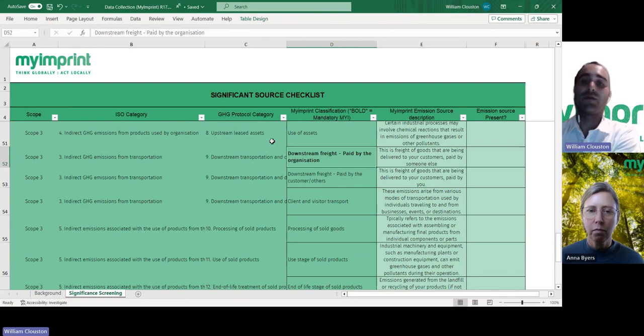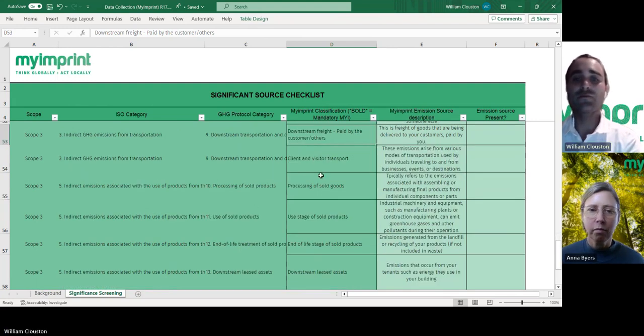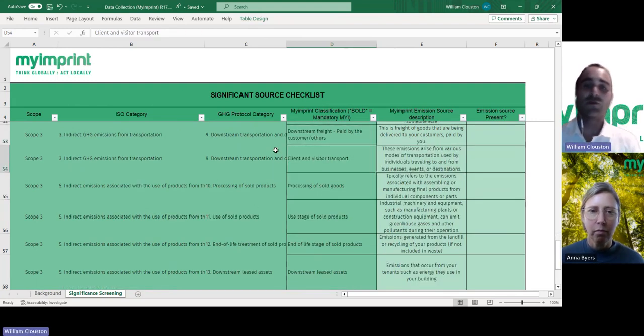Downstream freight, so again paid by your organization, or downstream freight that's paid by your customers. Client and visitor transport, so this is how your clients get to you if they're traveling to your site or your office.